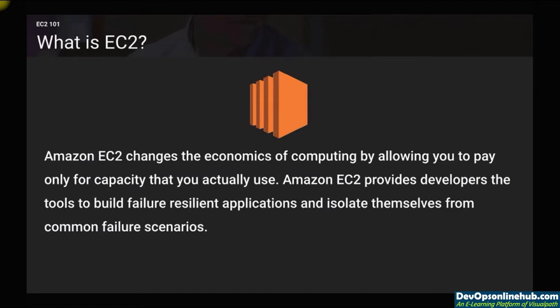Amazon EC2 changes the economics of computing by allowing you to only pay for the capacity that you actually use. So if I'm going to make use of a virtual machine for a single hour, I'm only going to pay the charges that are incurred for that specific hour. Amazon EC2 also provides developers the tools to build failure resilient applications and isolate themselves from the common failure scenarios. So when we have a virtual machine in the cloud, most of the components and their physical problems would be taken care of by Amazon itself.